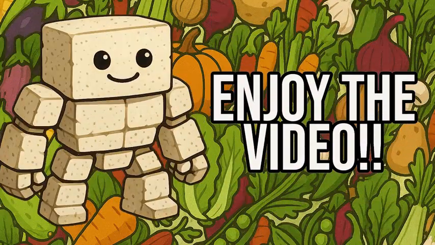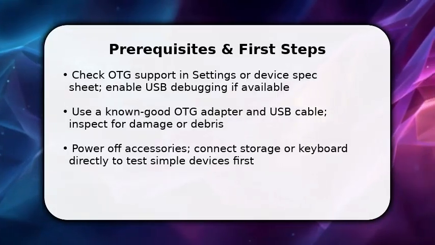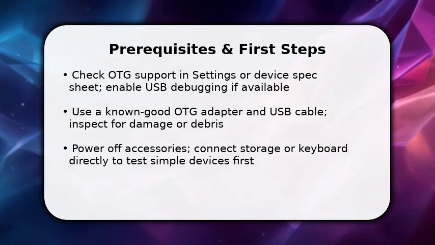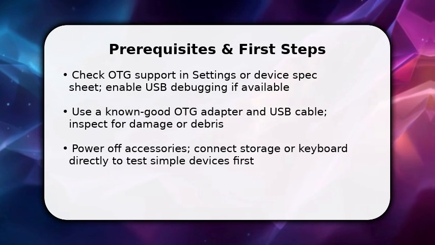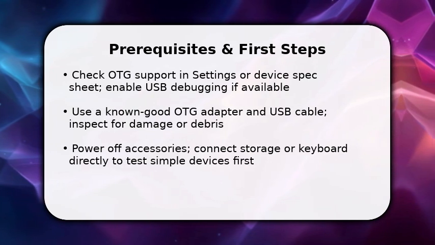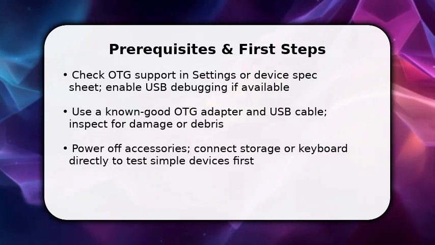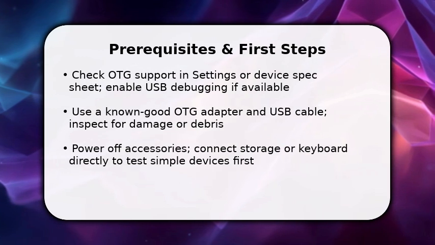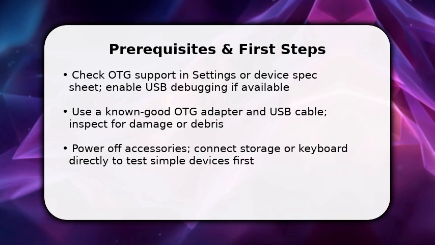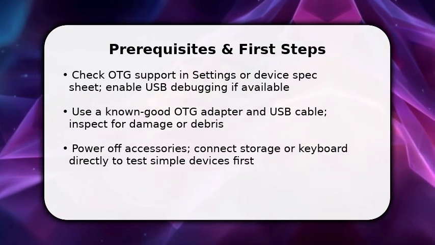Please enjoy the video. You start by confirming your phone actually supports USB On-The-Go. This matters because OTG requires hardware and kernel support. Once done, enable USB debugging and inspect the OTG adapter and cable for visible damage or lint, because poor contacts cause failures.